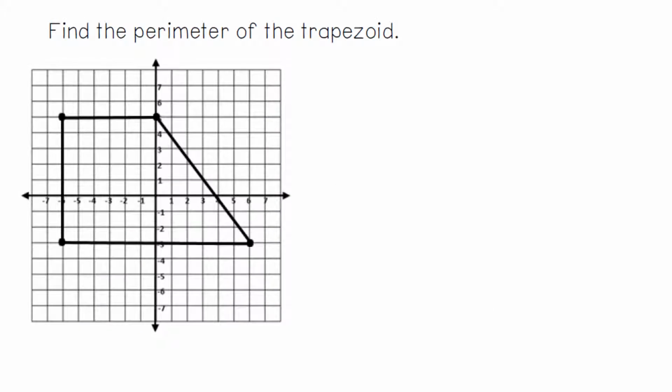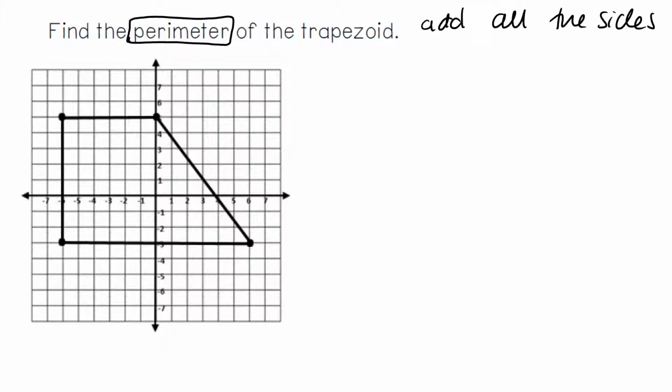For this problem, it says to find the perimeter of the trapezoid. This word perimeter means to add all the sides. So going around, this top edge is going to be 6. The side edge is going to be 8.